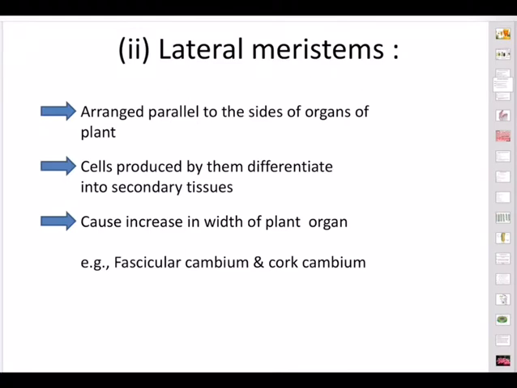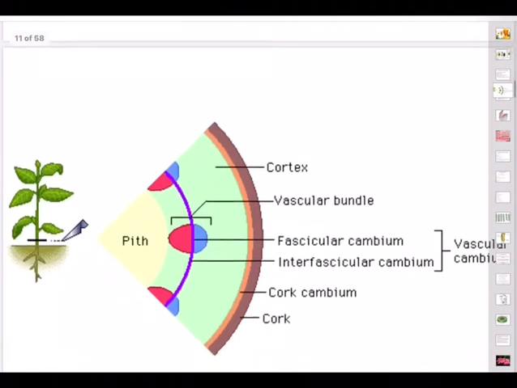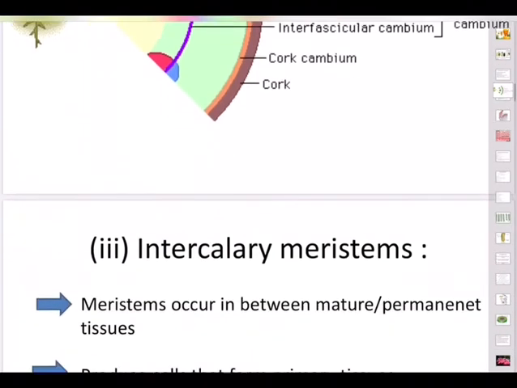It causes an increase in width, and examples are vascular cambium and cork cambium. Look at that: the yellow one is cork cambium and the indigo one is vascular cambium. You can also see, between the two vascular bundles, the intervascular cambium. As these increase, the girth of the stem also increases.